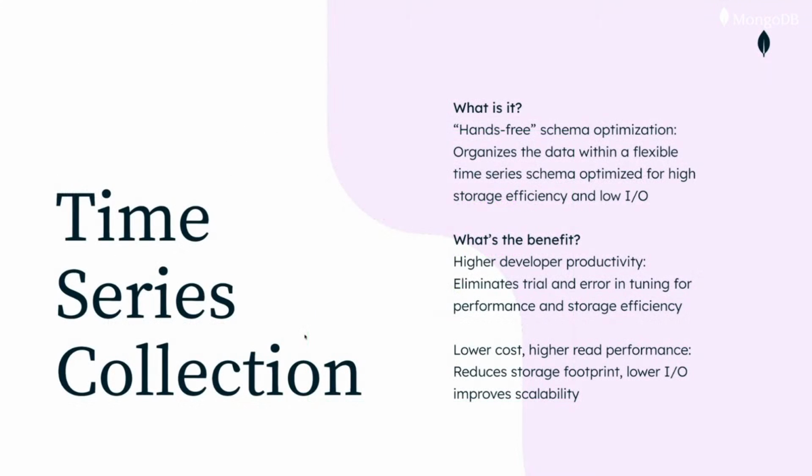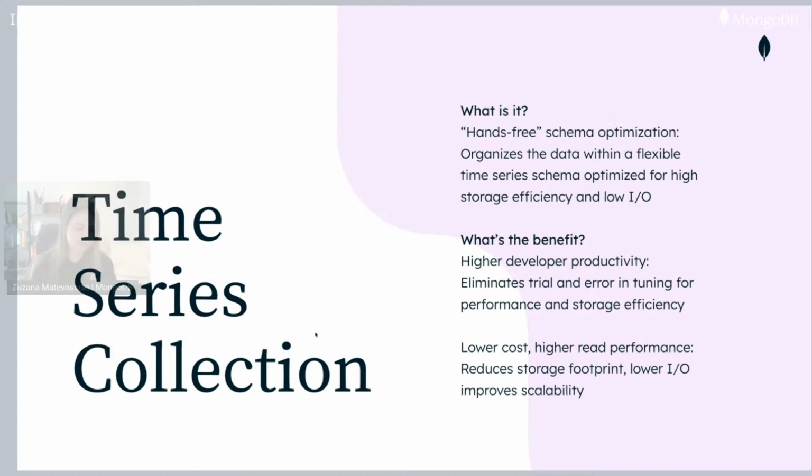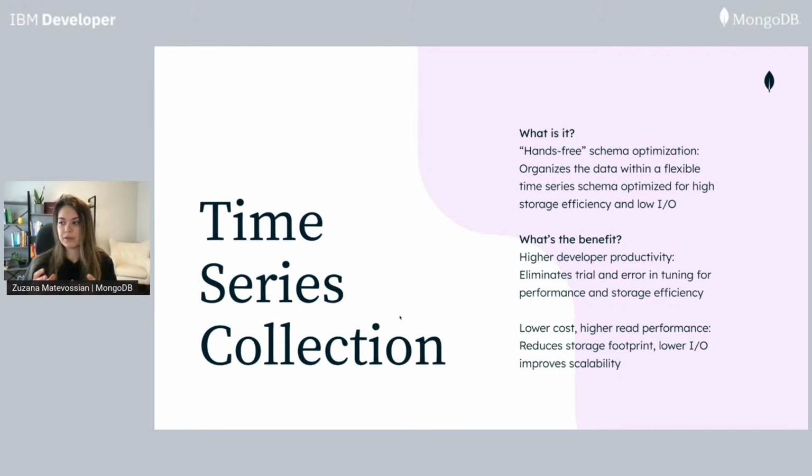However, that's not the only way. We have a native time series feature that we released in MongoDB 5.0. And the time series collection allows you to store time series data natively and also query it much more natively. And what it really does is that as your data for a specific device is coming in, that data is getting stored in the same chunk on the disk.